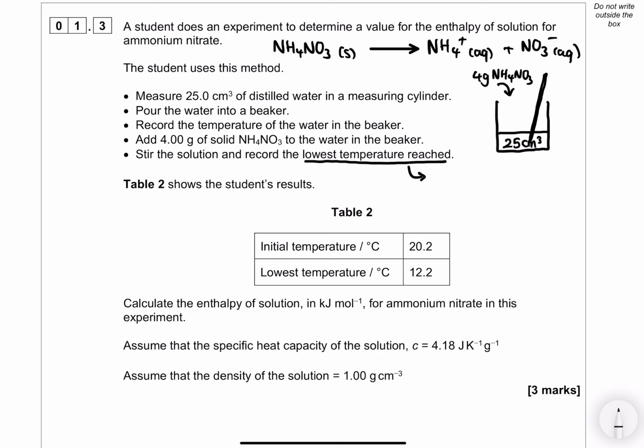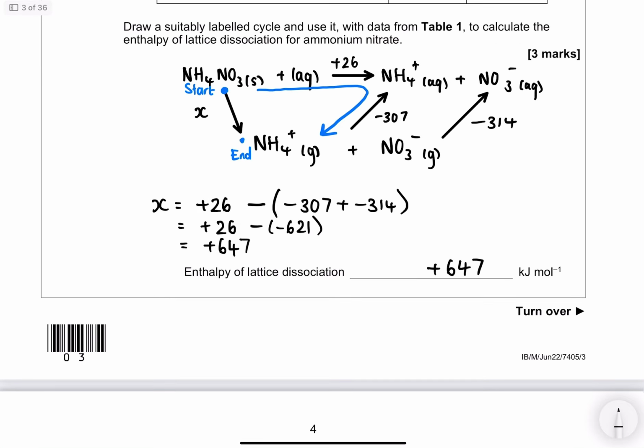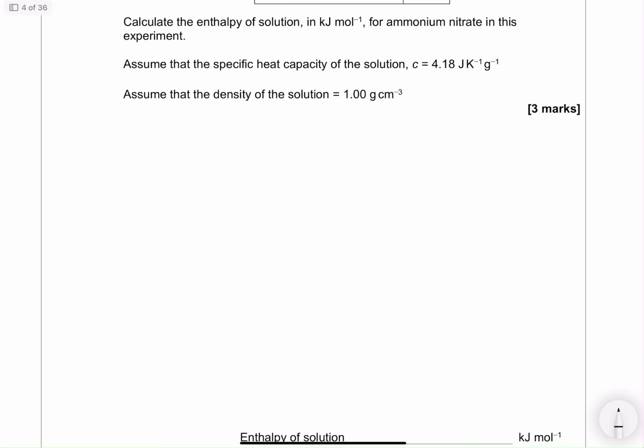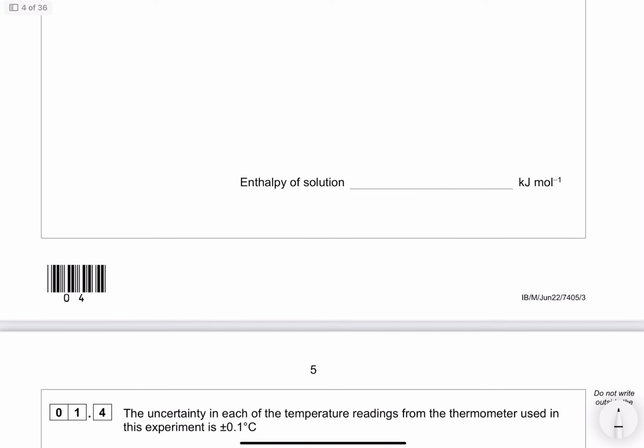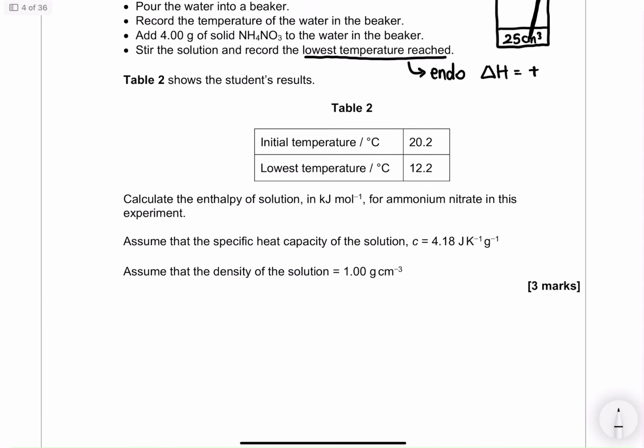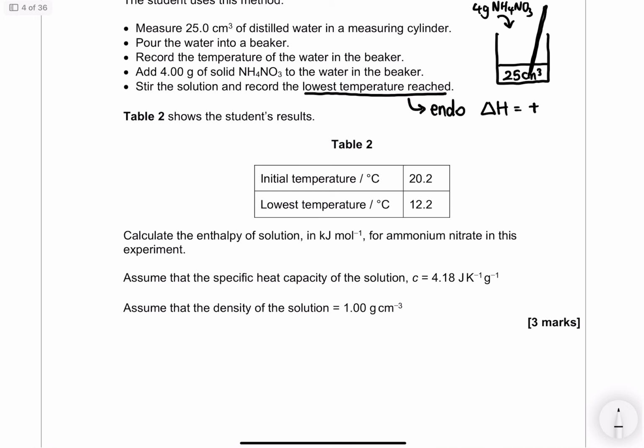What that means is if the temperature goes down, the reaction is endothermic and delta H is a positive answer. Well, we knew that anyway because we've had a value up here of plus 26. I'm going to go down to the line though and write the plus on the line now, because it was endothermic, so I don't forget later on. We can work out our temperature change here by doing 20.2 minus 12.2, and we're getting 8 degrees.